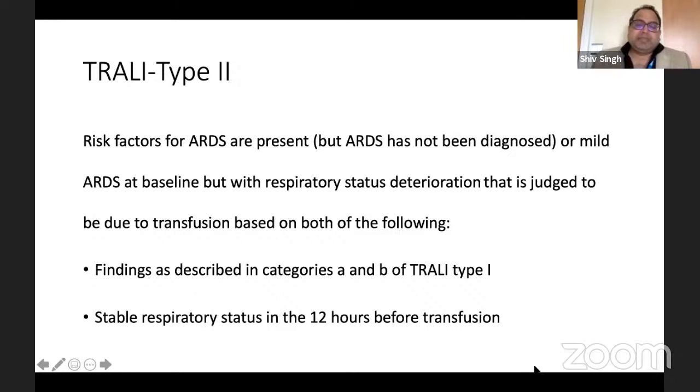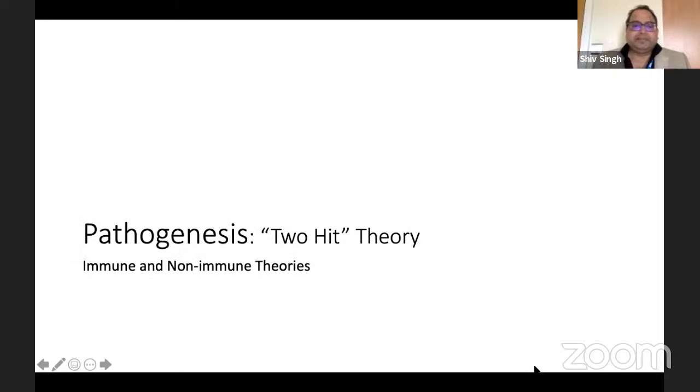And the patient should have had stable respiratory status in the hours before the transfusion. So there wasn't any acute respiratory distress, though there might have been risk factors. There was no acute respiratory distress in the previous 12 hours before the transfusion. The patient deteriorated within 6 hours of transfusion, and there were some risk factors present. So this is type 2 TRALI.